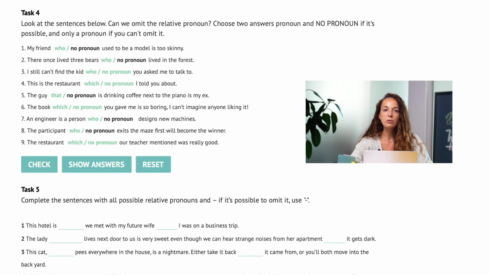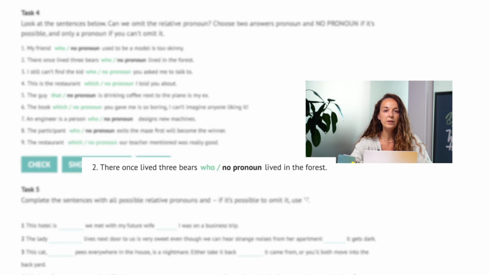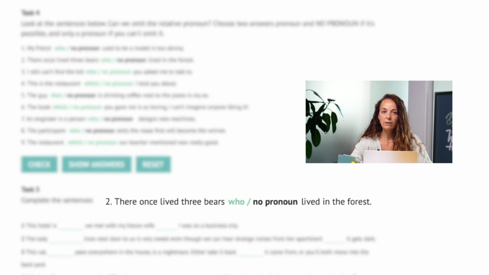Before we look at this task together, tell me which sentences have non-defining relative clauses here. Tricky question, right? There are none here, because we can't omit relative pronouns in non-defining relative clauses. Had any troubles here? If you ask me, a sentence about 3 bears is a bit tricky. Let's look at it together.